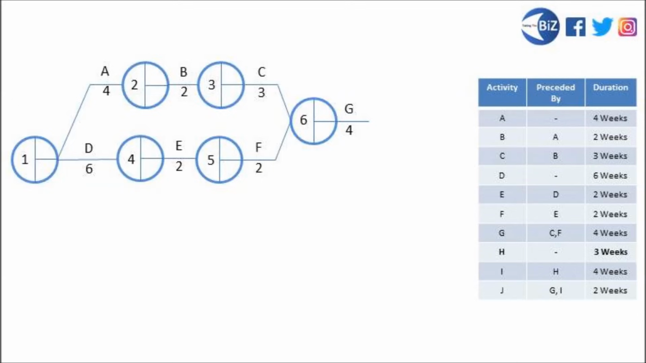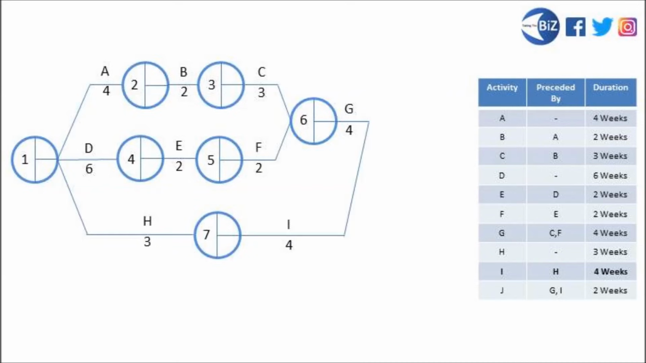We go down to activity H, we'll see that it's just like A and D. Activity H can kick off right at the beginning of this project. Crucially, this one only takes us 3 weeks to complete. We'll draw a node to finish H off so that I can then come out of it. And you'll see that I just takes 4 weeks to complete.